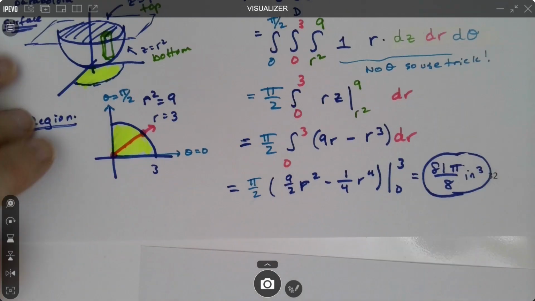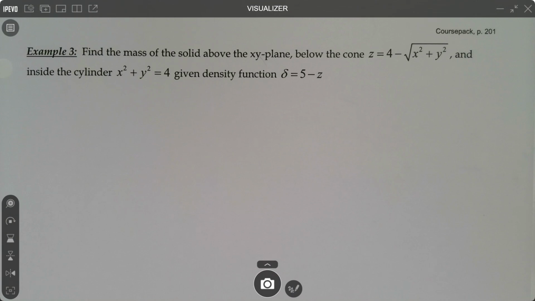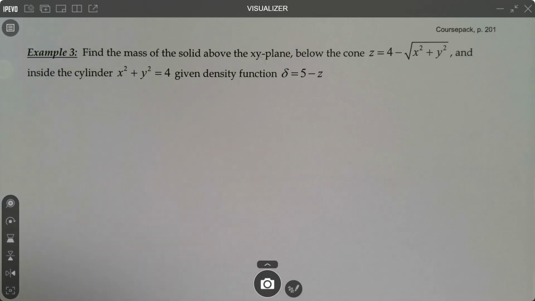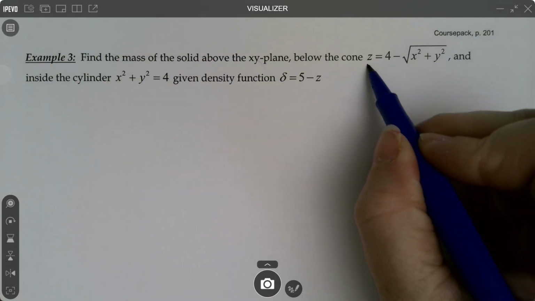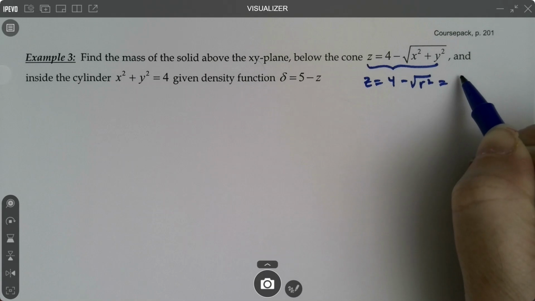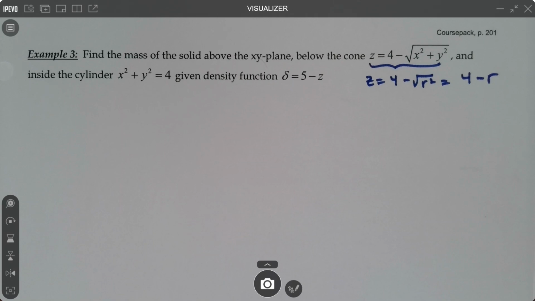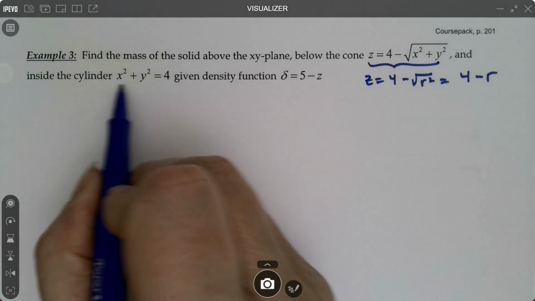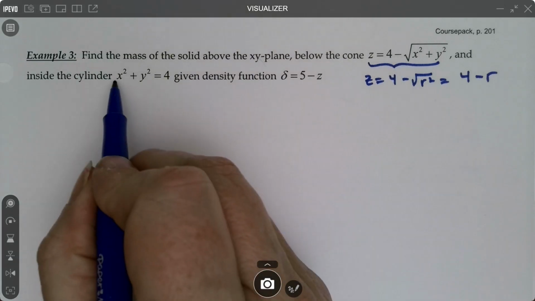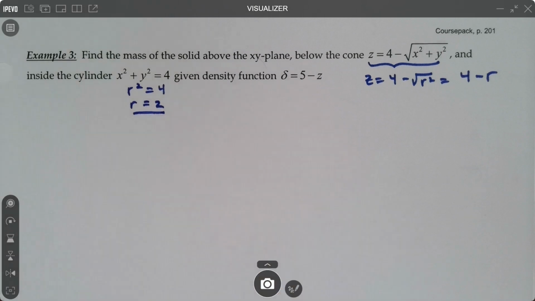Let's do another one. Let's find the mass of the solid above the xy plane but below the cone, z equals 4 minus the square root of x squared plus y squared. Let's think about what that looks like for just a second. This would be z equals 4 minus the square root of r squared, which is 4 minus r. So z equals 4 minus r, but I want to be inside the cylinder, so below the cone but inside the cylinder. This is r squared equals 4, which we all know is r equals 2.